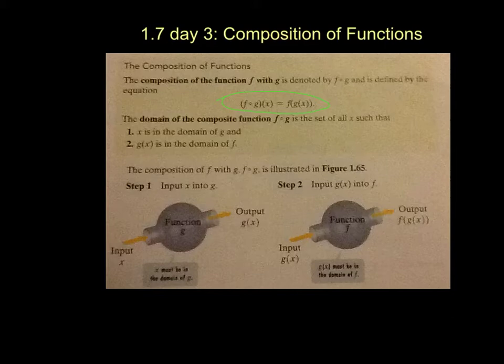When we talk about the domain of this composition, you can only use x values that are in the domain of g. And all of the g of x values, which would be the range of g, have to be in the domain of f. So in order to find the domain of a composition, those two things have to be true.